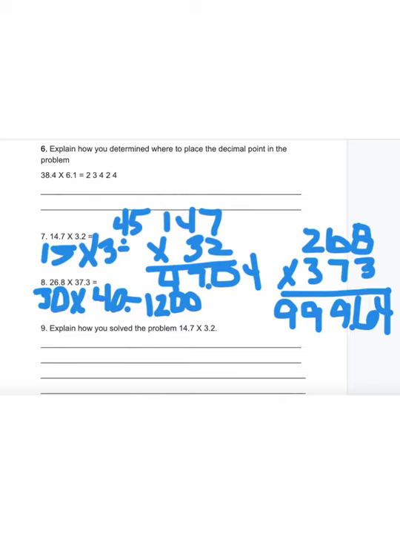So then number 9 asks us to explain how we solved the problem 14.7 times 3.2. I made an estimate first using 15 times 3, which gave me 45. Then I took out the decimals and multiplied the numbers like they were whole numbers. 147 times 32. That gave me an answer of 4,704. I then put the decimals in between the digits to make the answer 47.04, which is close to my estimate of 45.